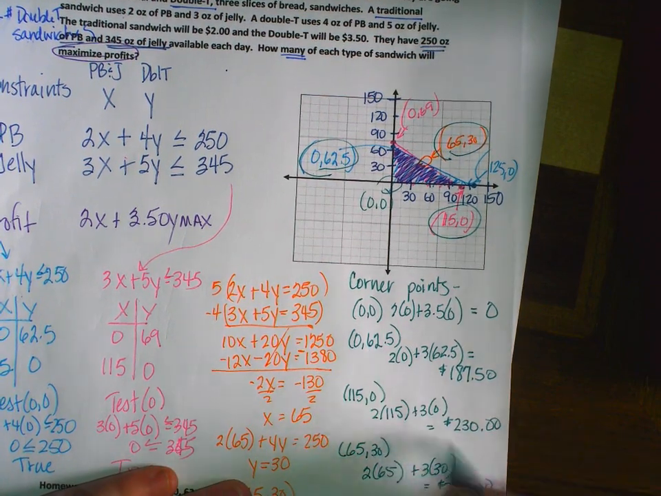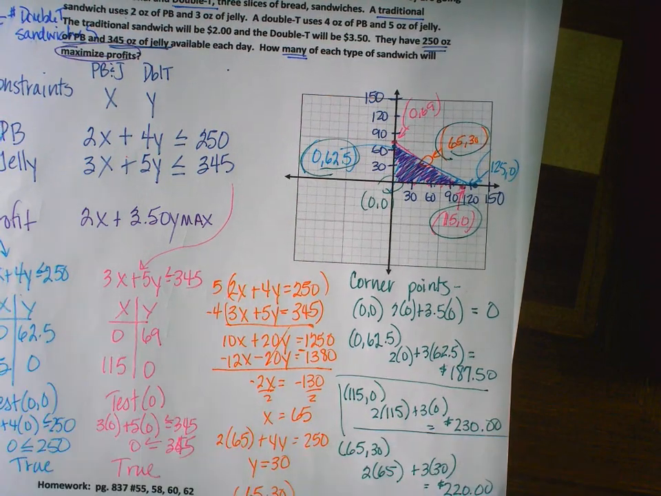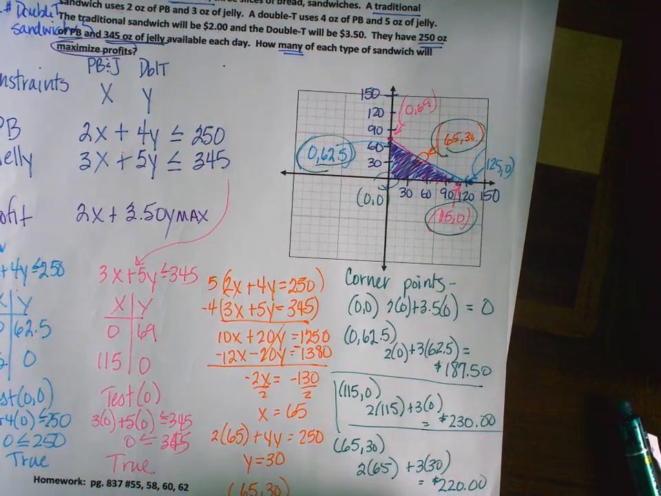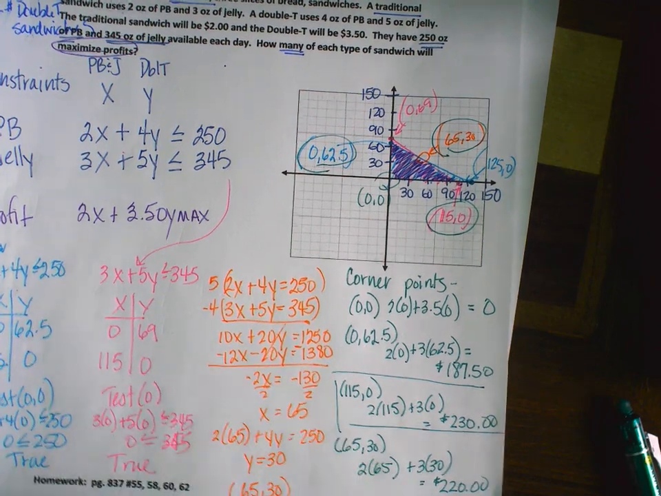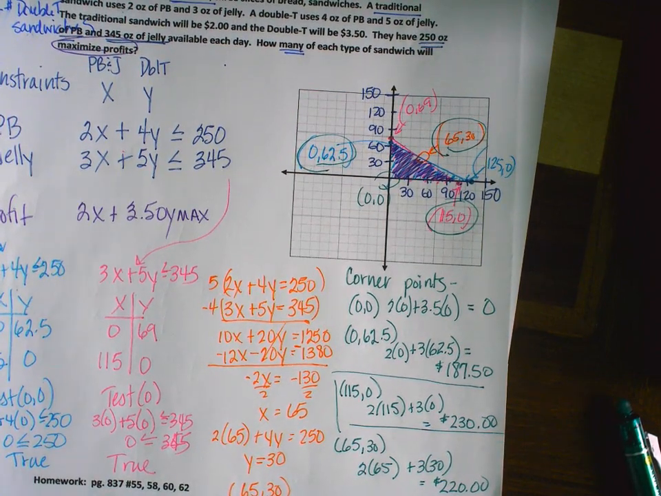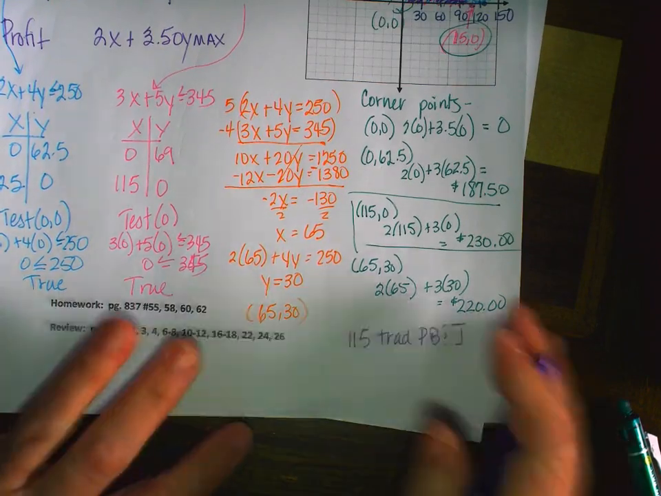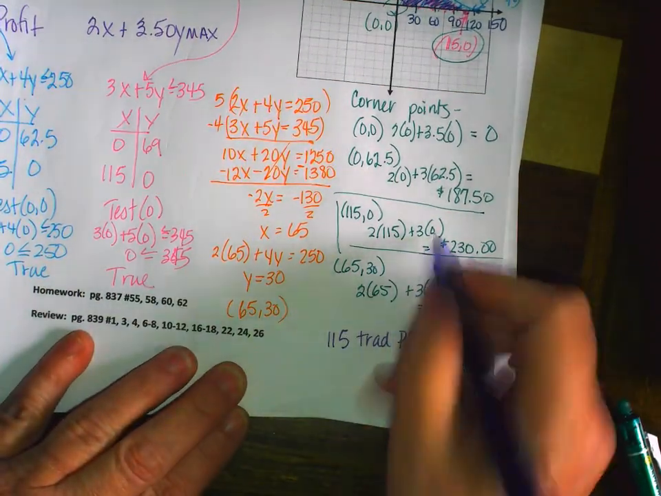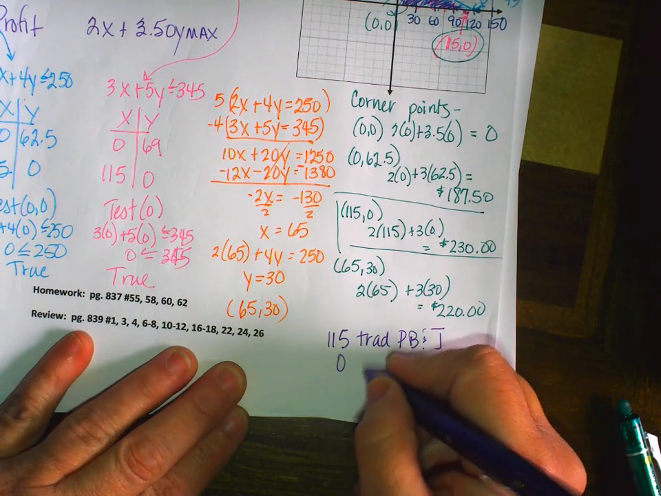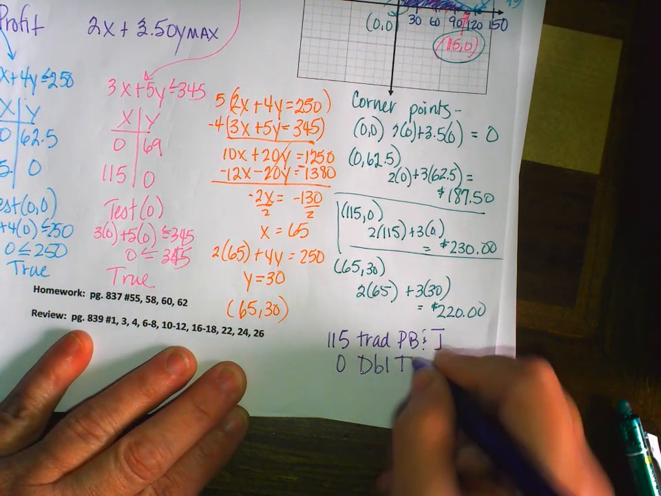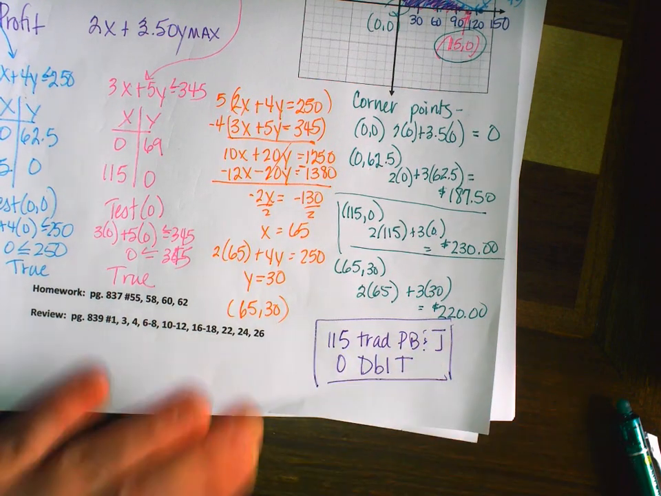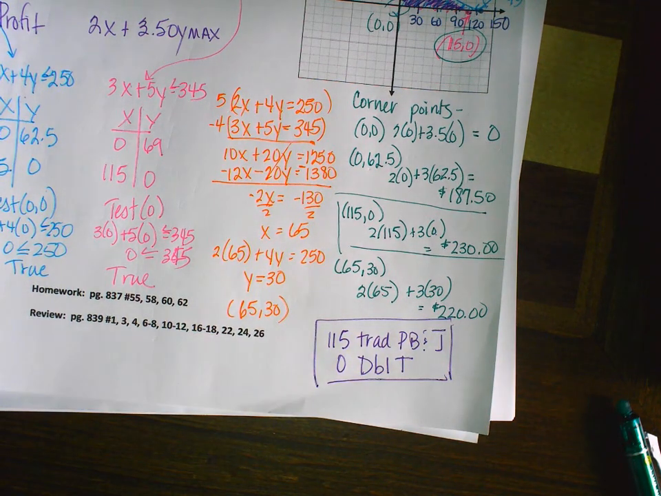So this is my max profit, which means I'm going to make 115 XSP traditional sandwiches. And, whoops, make sure you guys can see this. And 0 double T's. And that's your answer. And hopefully those two problems give you a good guide on what you need to do for linear programming.